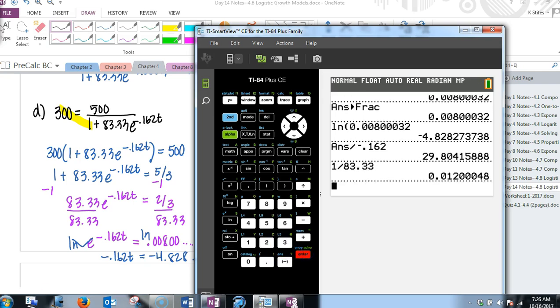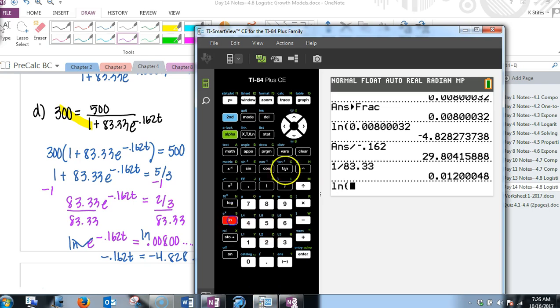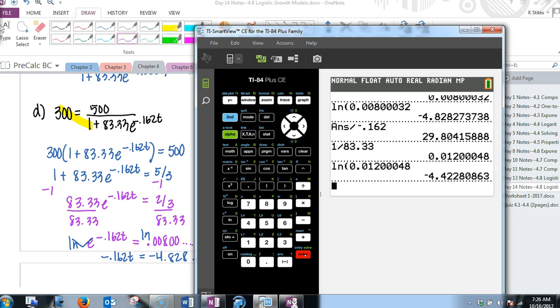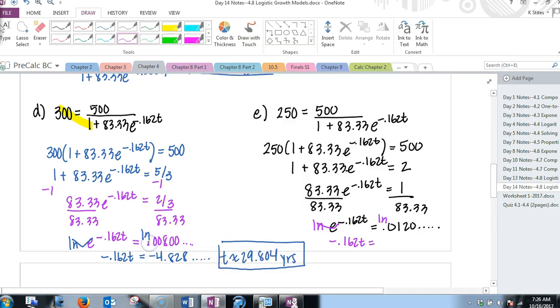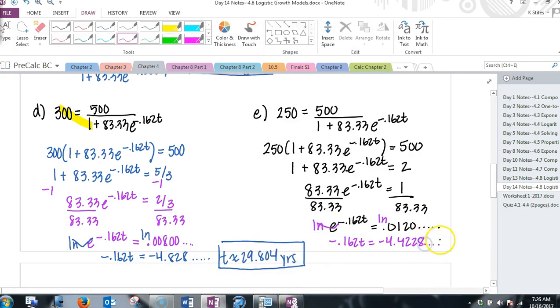So 0.0120. Natural log both sides. Log that. Negative 4.4228. Yep. And divide.